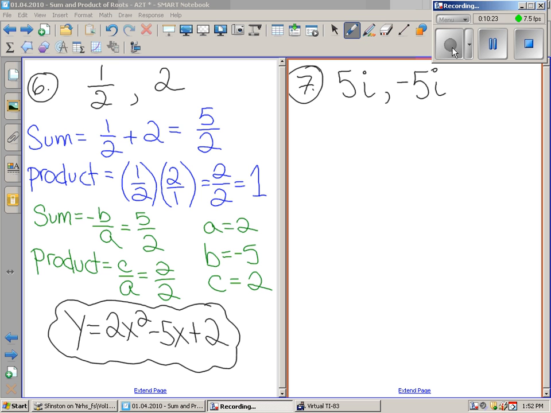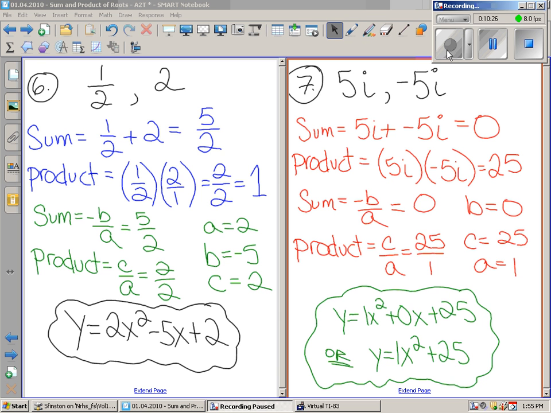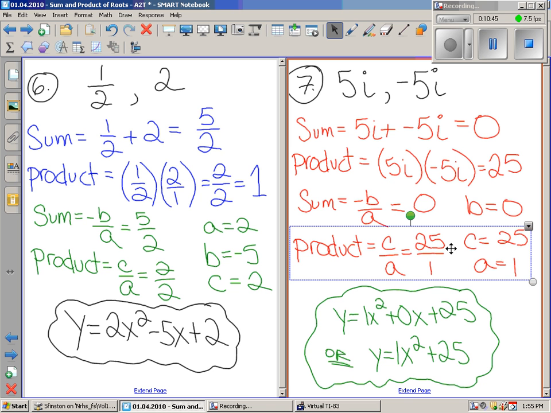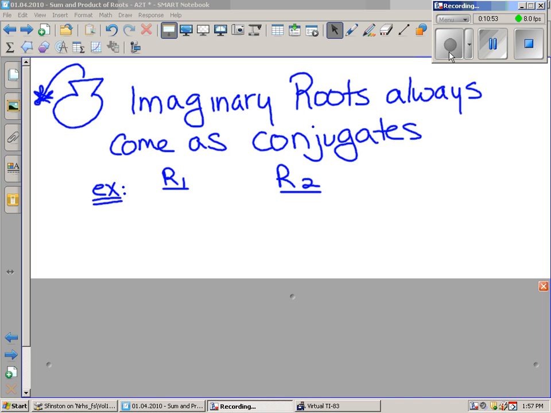So let's do it. Guys, question number 7, just like all the rest, let's see what we can do. So that's it. That's what you should have gotten. Let's go over once again. You find the sum, you find the product, you plug them back into the formula. Be careful though with 0 because 0 divided by anything is 0. So from this first one, all we know is b equals 0. And then we plug into the second one. Product equals c over a. That's 25 over 1 because we figured out the product was 25. Figure those out and then plug back in. Either one of those two answers is acceptable.